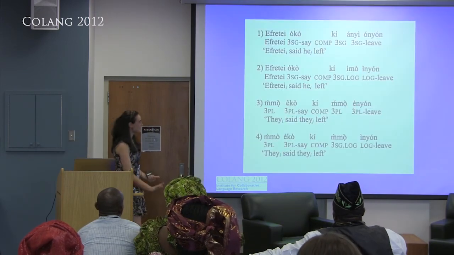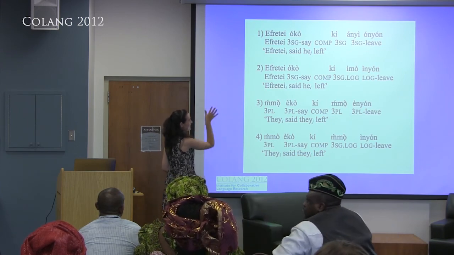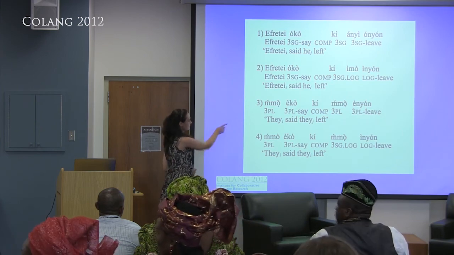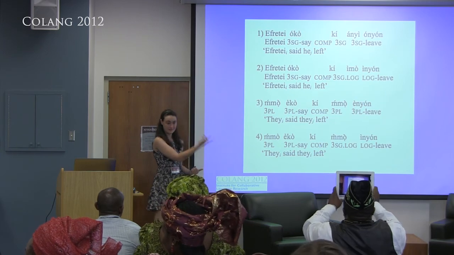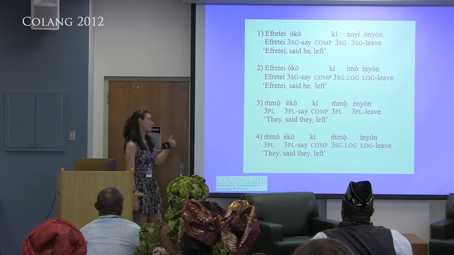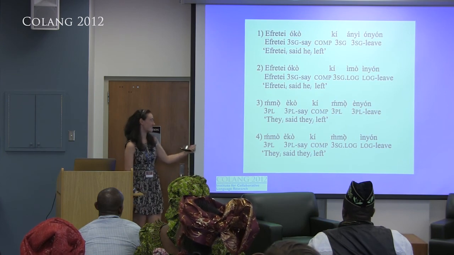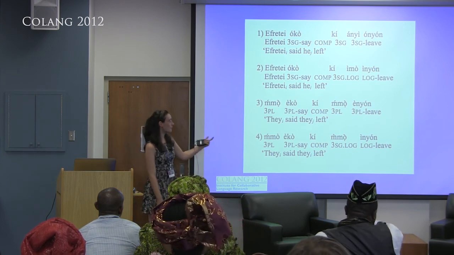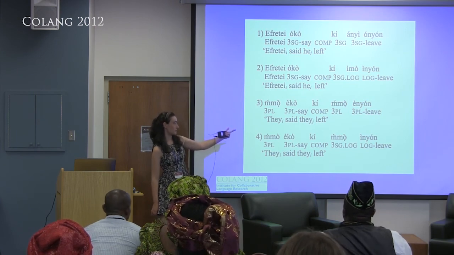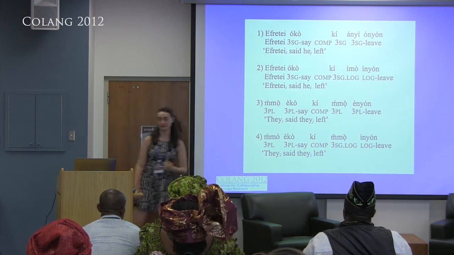All right. One more quick example of logophores in Uda. This is the example we saw earlier with Efrete saying he left. I just wanted to give you an illustration of how the third person plural works with the logophore. So in this first one, the they that said and the they that did the leaving are different, compared to the fourth example here, where the they that did the leaving and the they that did the saying are the same they. You'll see that the only difference that is remarkable is the change in tone on the mo. So we have the non-logophoric in example 3 and the logophoric in example 4.